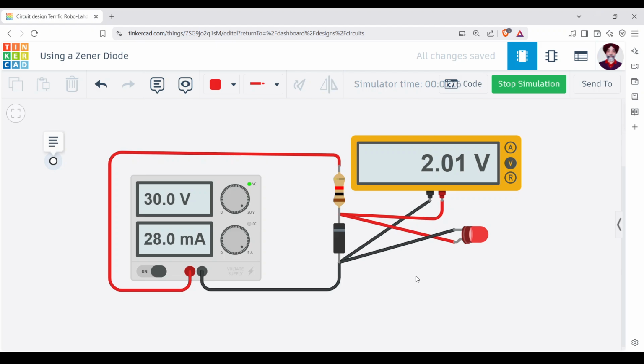Whenever we take an output, we will always take the output from the two terminals of the Zener diode. So take the output from here. We will ensure that whatever voltage is being supplied to the Zener will not go beyond its rating.